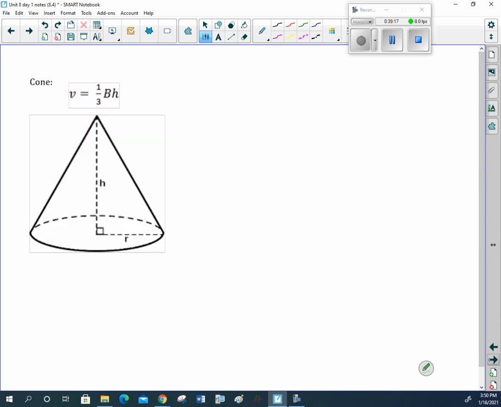And then here's a cone, so same thing. The base of the cone is a circle. So that represents the area of the base. And so once again, you'd put the area of a circle in there. So you'd figure out what the area of the base is and then multiply it by 1/3 and its height.